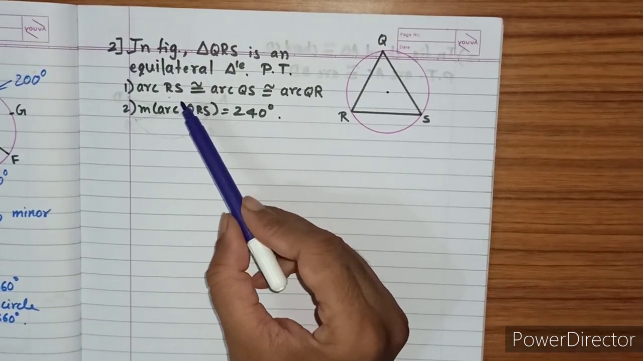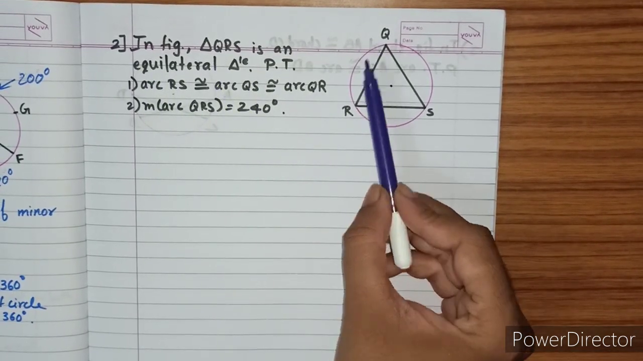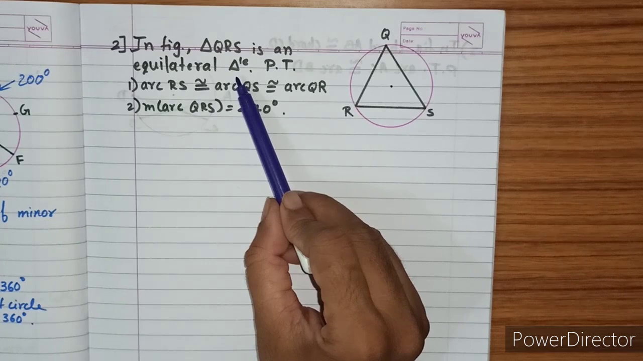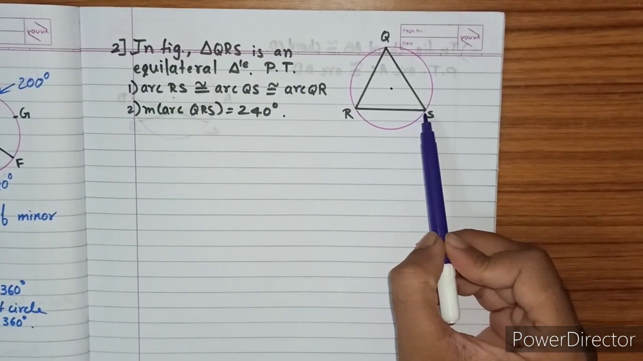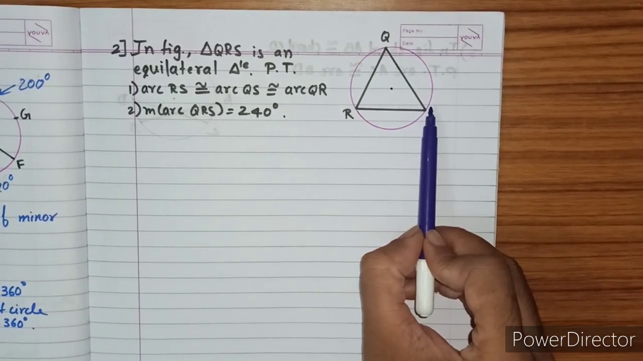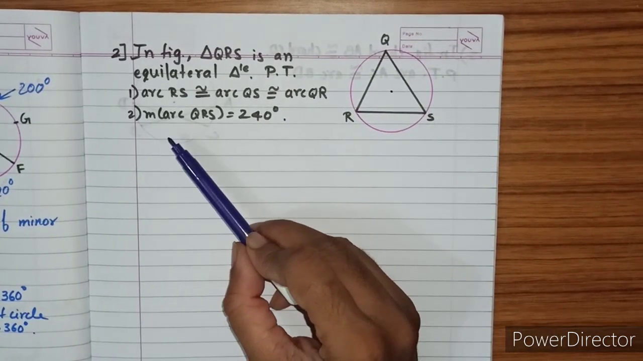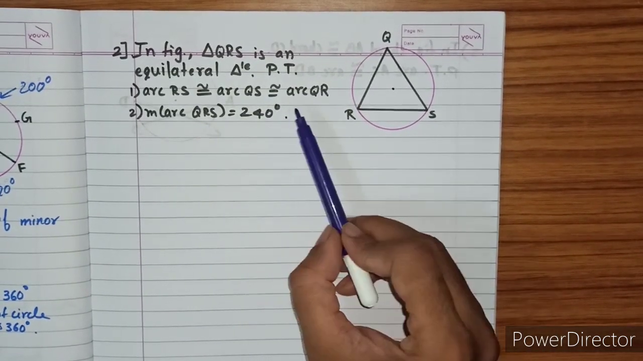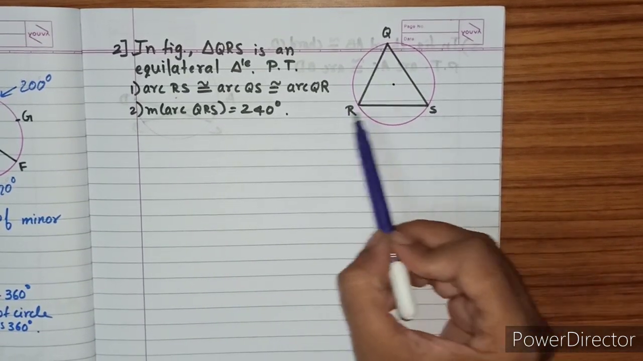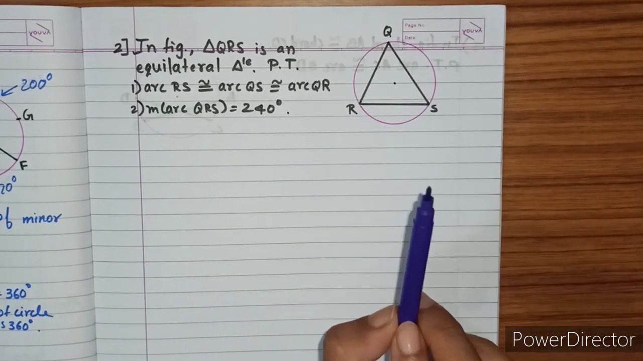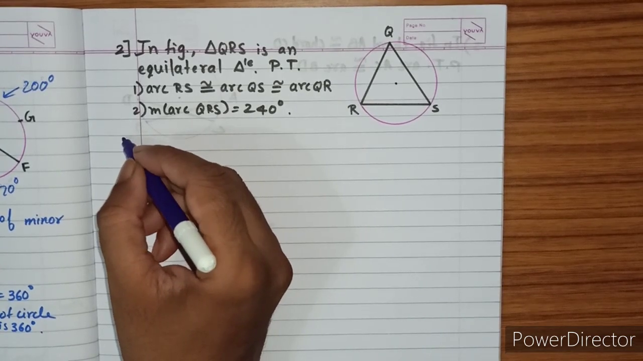This is second example. See, in figure, triangle QRS is an equilateral triangle. Prove that arc RS is congruent to arc QS is congruent to arc QR. This is what you are supposed to prove. And second is measure of arc QRS is 240 degree. This is what you are supposed to prove. Okay. This is again another easy example.